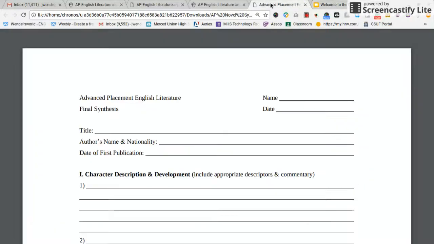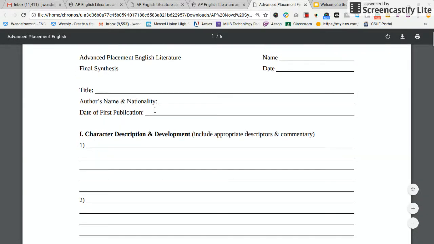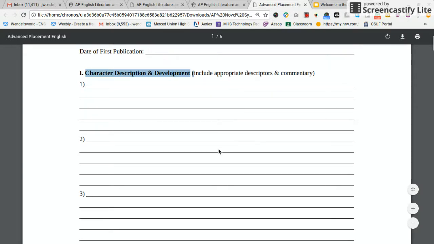Let's look at the actual packet itself. So the first section right here is to just fill out what it actually asks for: the title, author's name. I'm not going to read through all of this, but be thorough. When you see the character description development, how does the character change over the novel? Is the character static, meaning the character doesn't change? Is the character dynamic? Does the character change throughout the story or learn something?